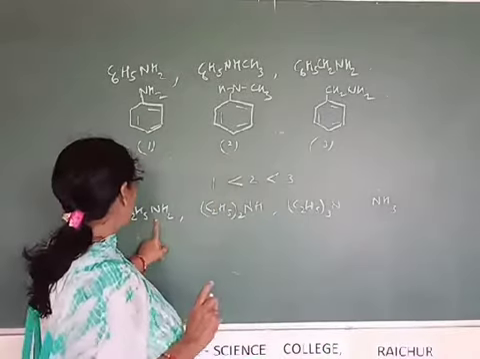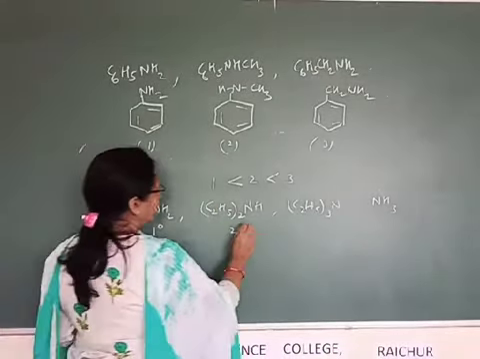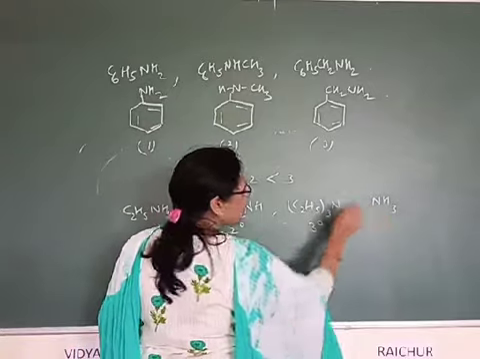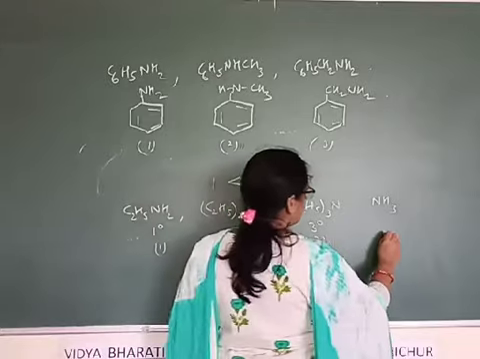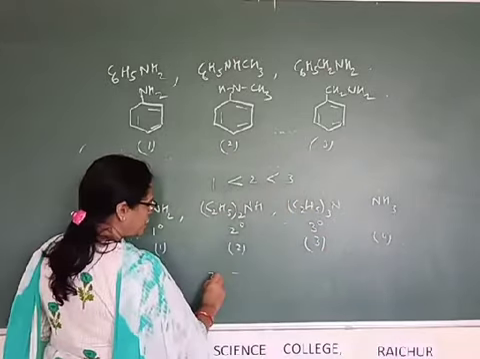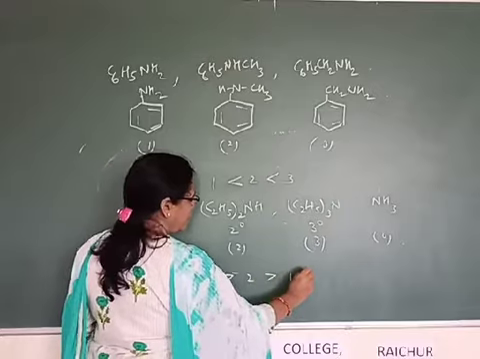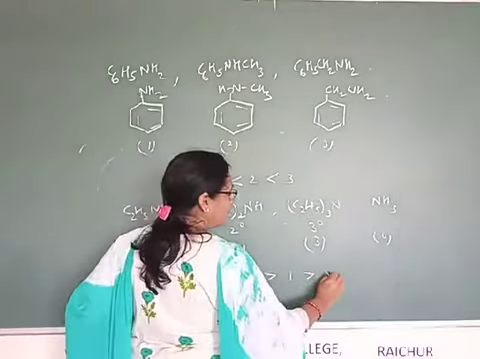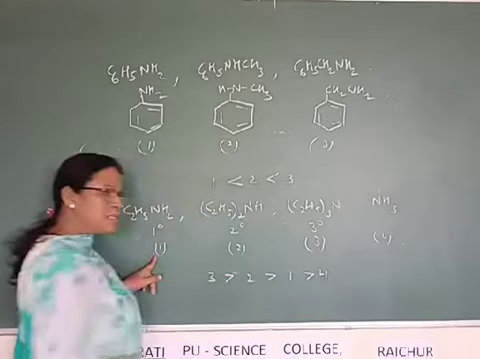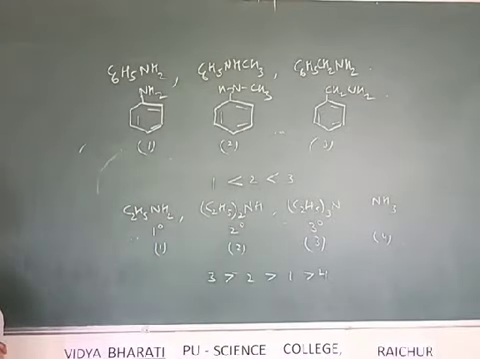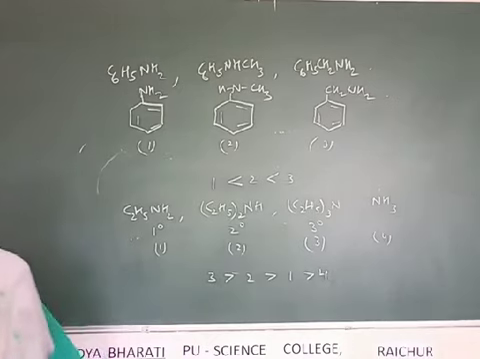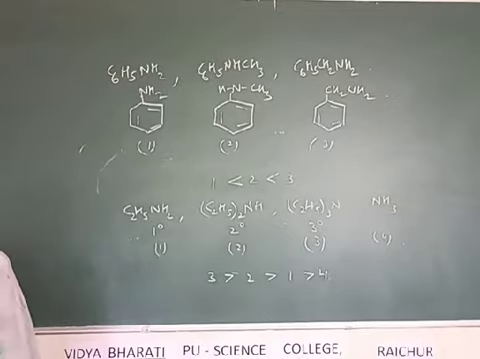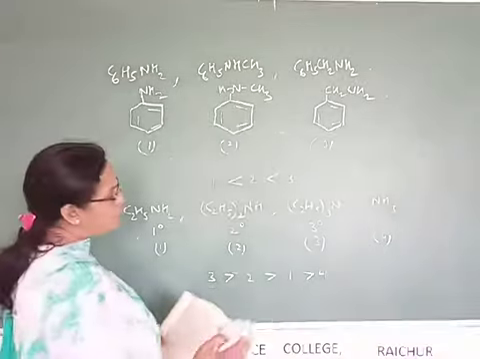This is primary amine, this is secondary, this is tertiary, and this is ammonia. So you know the order in gaseous phase. What is the order? Tertiary, then secondary, then primary, and then ammonia. Isn't it? Tertiary, secondary, primary, ammonia. That is 3, 2, 1, 4. Decreasing order.